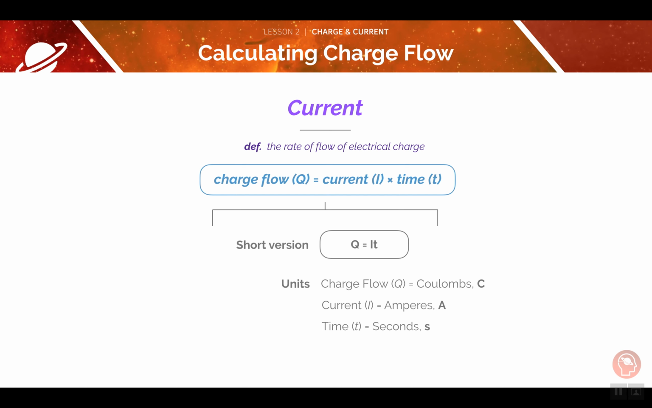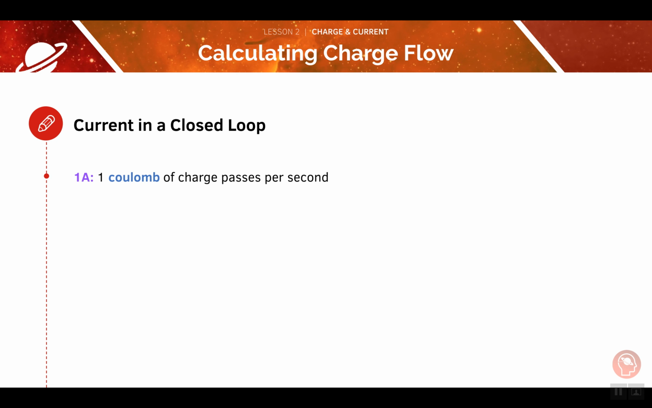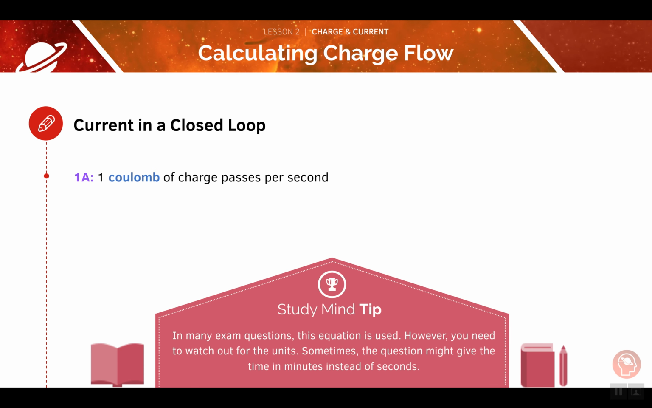The new one is the measurement for charge flow, which is coulombs. 1 amp means that 1 coulomb of charge is passing the point per second. This equation is commonly used in many exams. However, you need to watch out for the units. Sometimes, the question might give you the time in minutes instead of seconds, meaning that you have to convert.